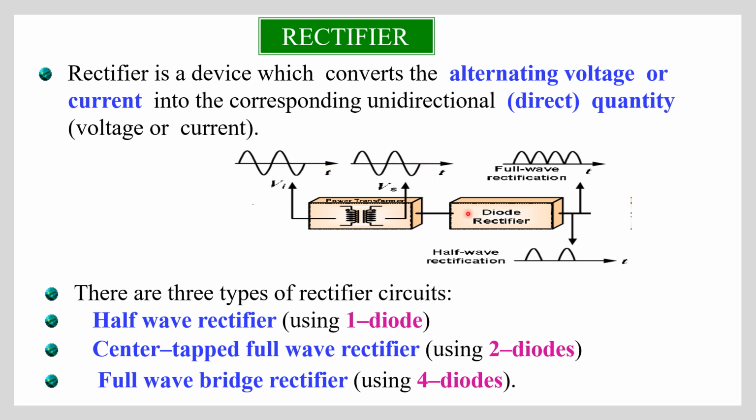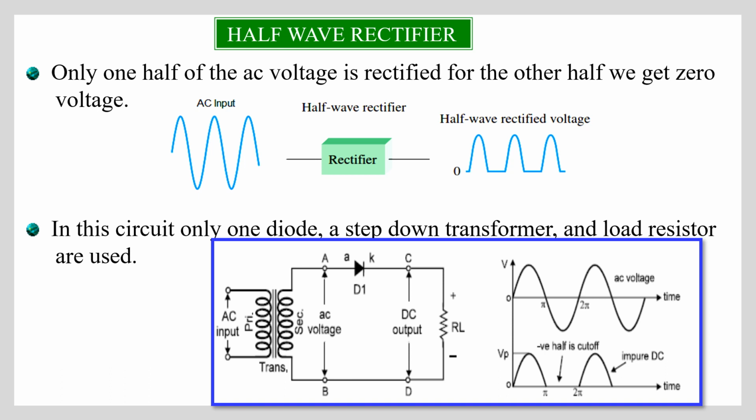So what circuit do we use for this rectifier? There are three types of rectifier circuits. Half wave rectifier using one diode, center tap full wave rectifier using two diodes, and full wave bridge rectifier using four diodes. Now we'll see each of these in detail.